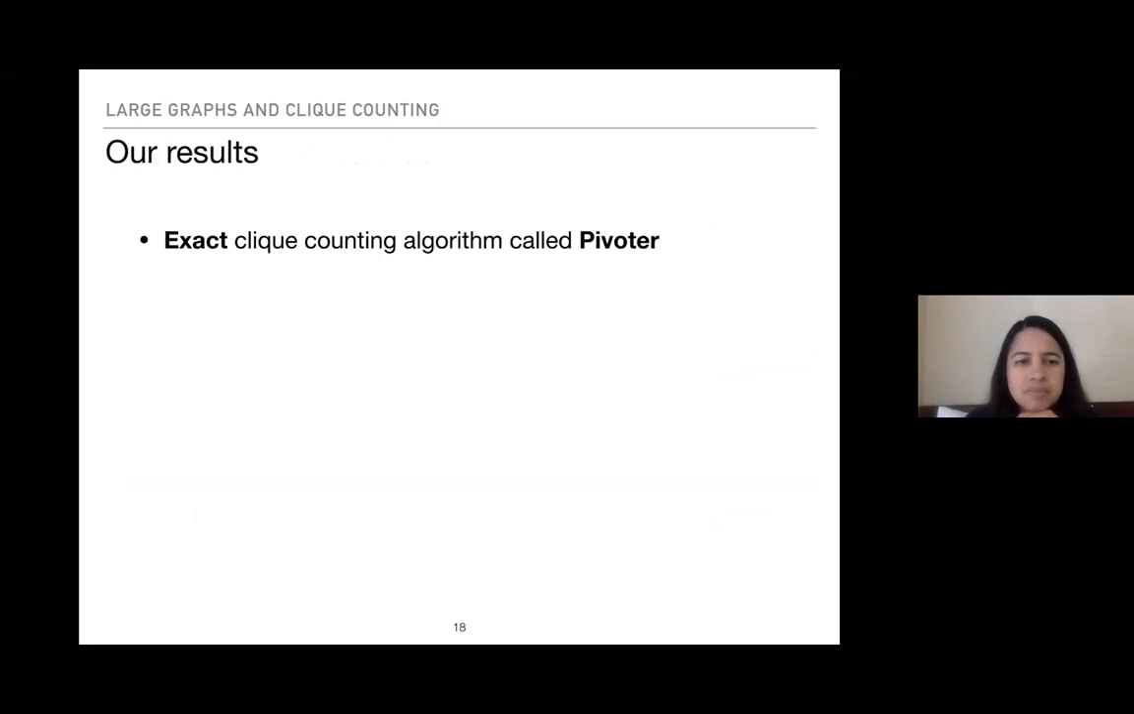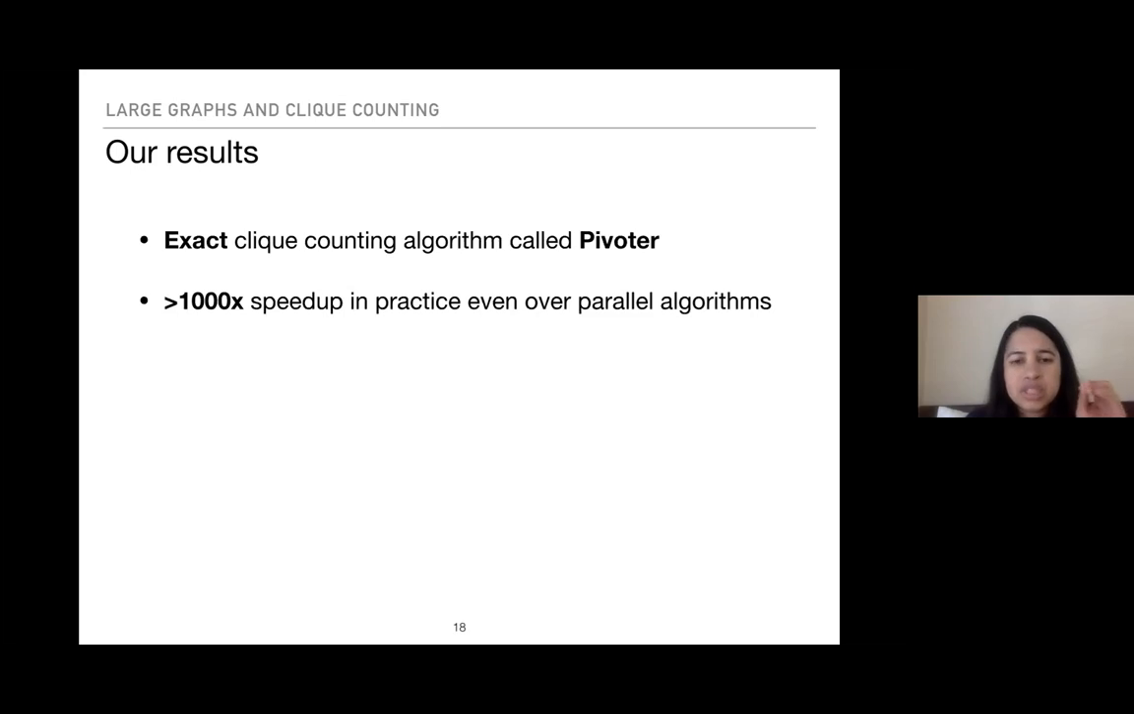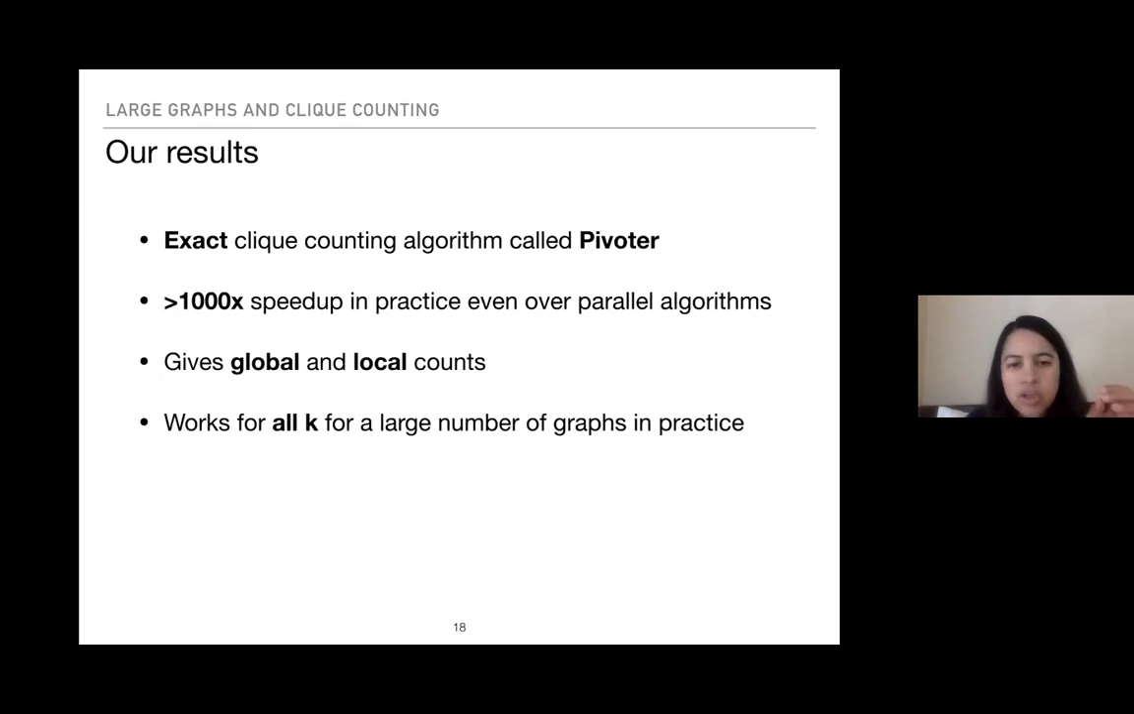So just to describe the result in short, we gave an exact clique counting algorithm called Pivoter. In practice, it gives more than 1000x speed up, even over other parallel algorithms. It gives global as well as local k-clique counts. It works for all k for a large number of graphs that we tried in practice. And in theory, one can show that this, in the worst case, will run in time n times 3 to the n over 3 for global counting. And for local, this just gets multiplied by n and n squared.